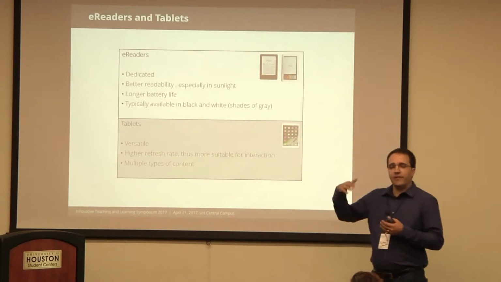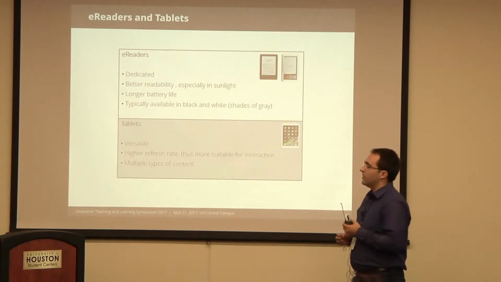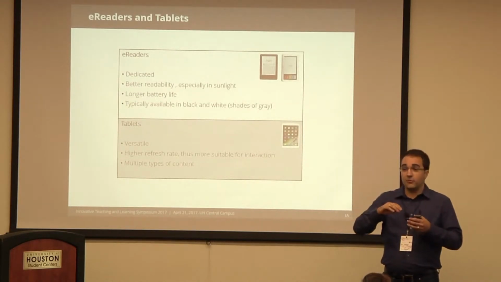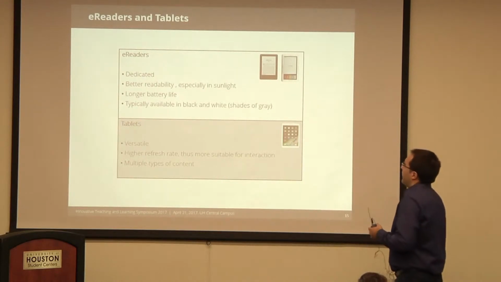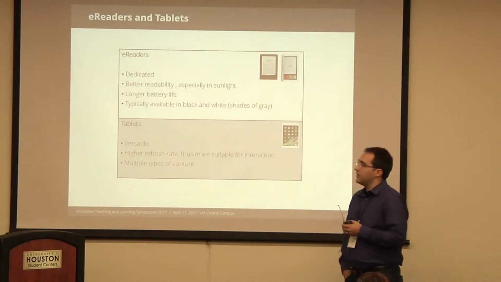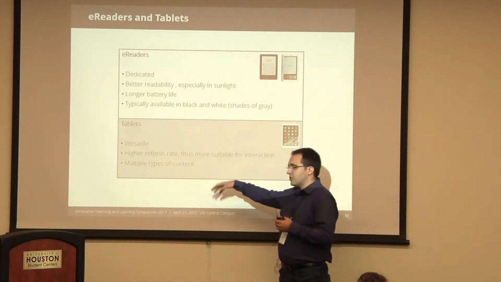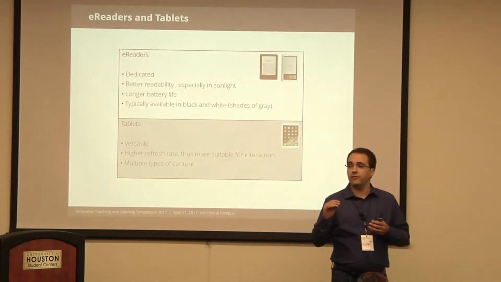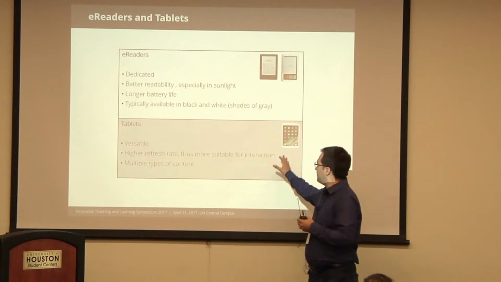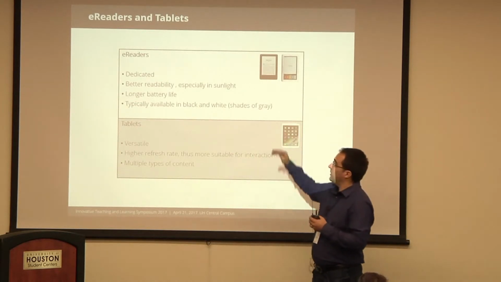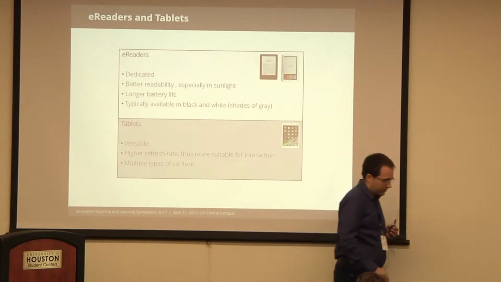Again, both have advantages and disadvantages. E-readers have better readability, especially in sunlight, because they use electronic ink. They're designed for that. They have longer battery life and are typically available in black and white, shades of gray, okay? Tablets have a higher refresh rate, meaning you can make them more interactive. They're brighter and accommodate multiple types of content. Tablets are gradually displacing e-readers because they can do many things and are more affordable.